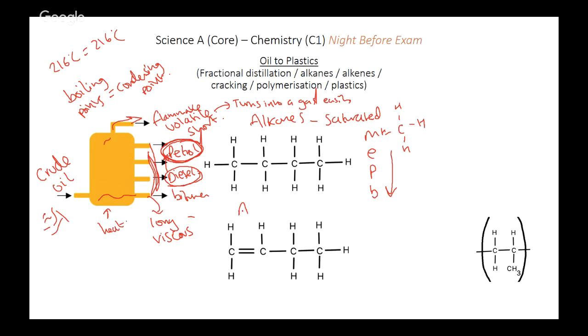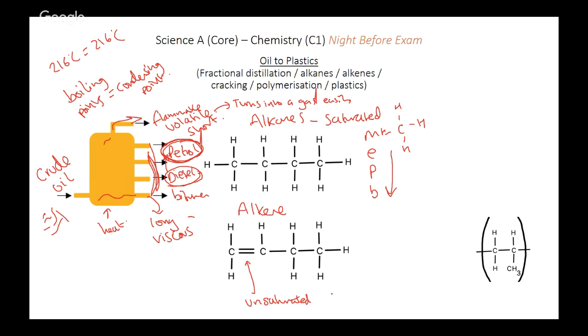This molecule here is an alkene. Because it has a double bond, it is unsaturated. Don't forget, all of these lines here represent single covalent bonds, okay? The alkene is unsaturated because it's not full up of hydrogen. You could add more hydrogen.